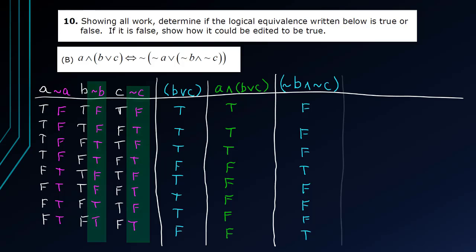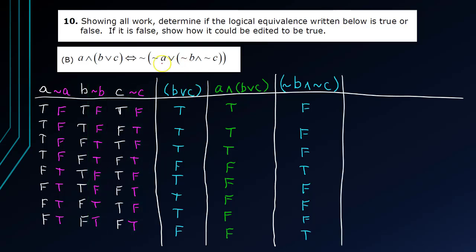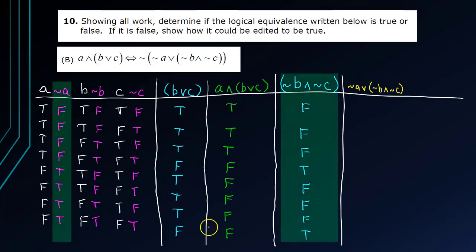And so now I'm going to do the negation of A with a disjunction with what we just calculated as this conjunction. So I'm looking at this column here and this column here. It's an OR statement, so as long as one of them is true, the whole thing's going to be true. So what I have here is false, false, false, true, true, true, true, true.